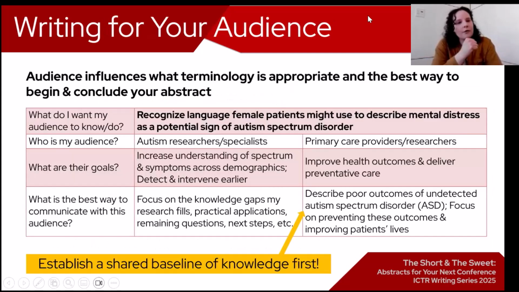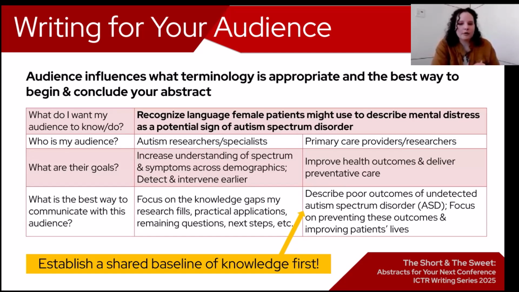And for our next tip, writing for that dual audience: there's both the conference organizers and the potential audiences, but also recognizing that your audience, for a conference, may not be your typical audience that you're used to writing for. So whoever will be attending the conference, and what the theme and goals of that conference are, will influence what terminology is appropriate to use in your abstract and the best way to begin and conclude that abstract.